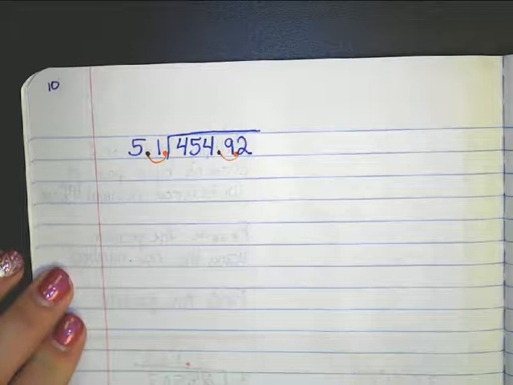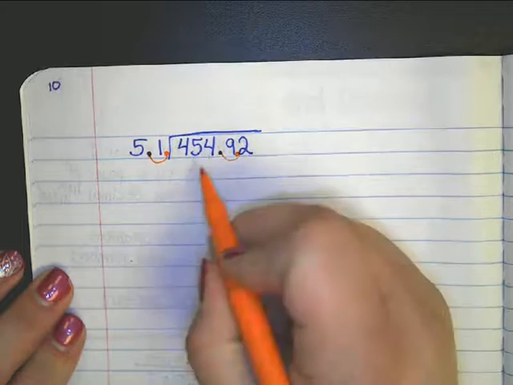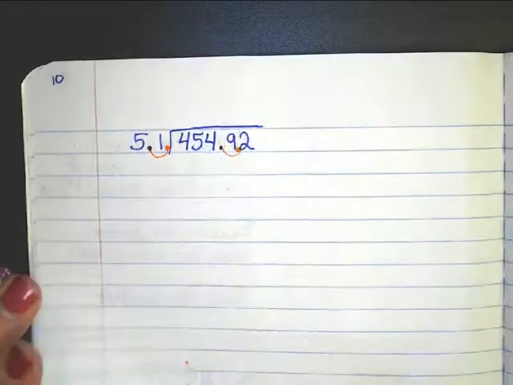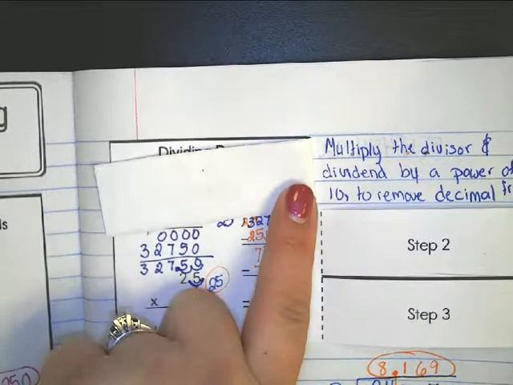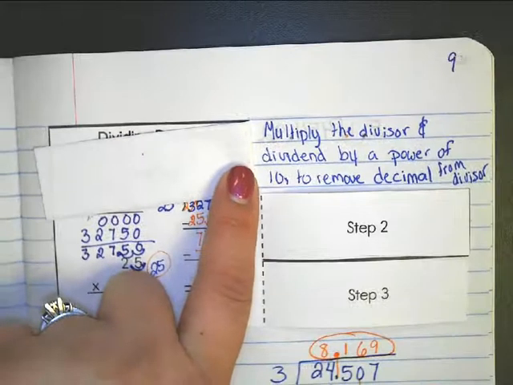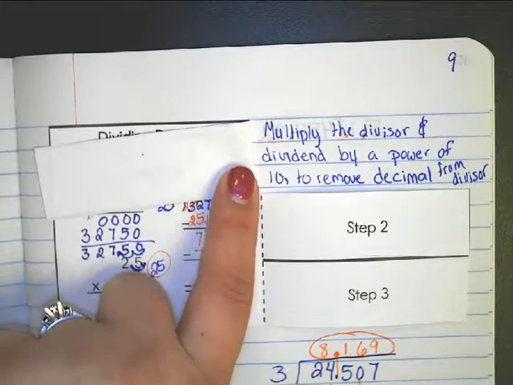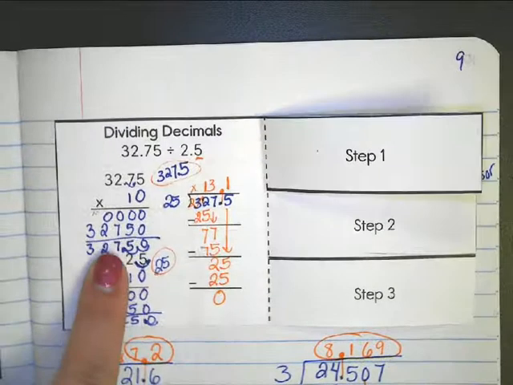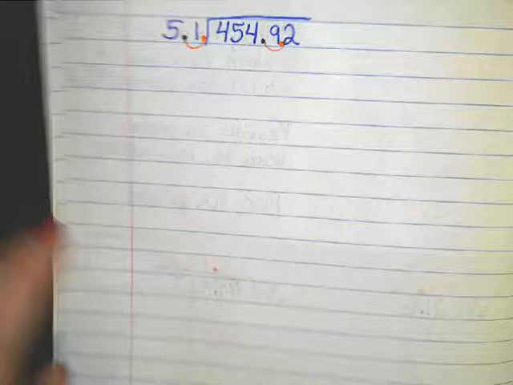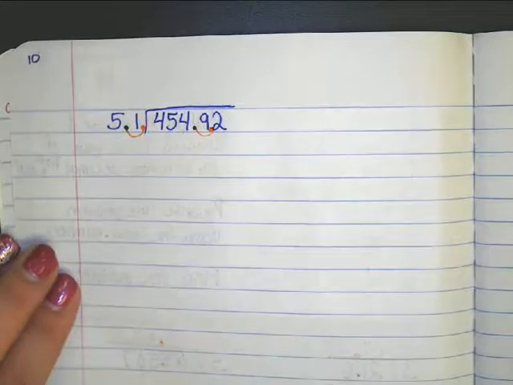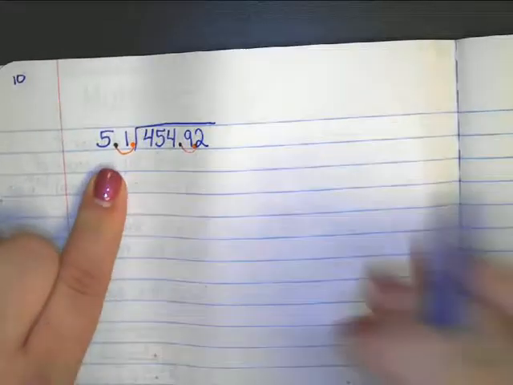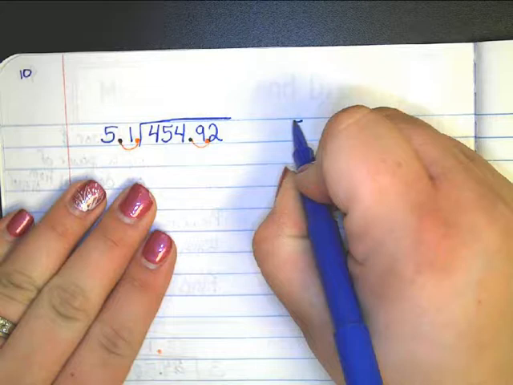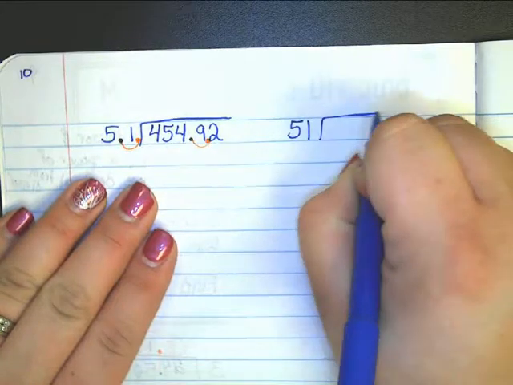So now, I just did a shortcut of that step 1. Because really what I did is I multiplied by 10. When I multiply by 10, all I'm doing is moving the decimal one place. So we just did that in our heads. So I'm going to rewrite the problem now because I don't like seeing that decimal like that. So I'm going to rewrite it as 51 dividing into 4,549.2.